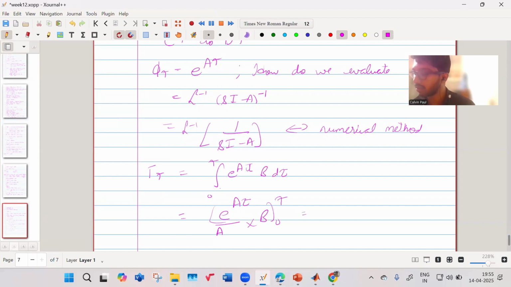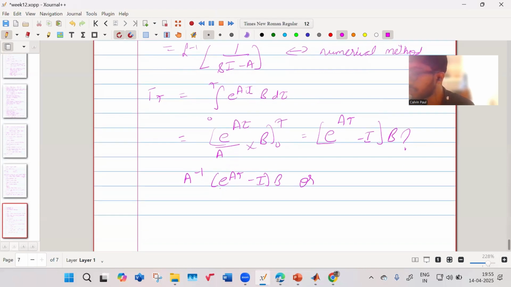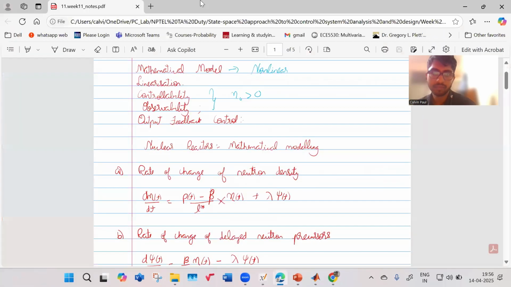So this is equal to (e to power A T minus I) into B into A inverse. Let us check where A inverse will come. So the confusion is where? Will it be A inverse into (e to power A T minus I) into B, or will it be (e to power A T minus I) into A inverse into B? Which is the question. So let us check the solution.